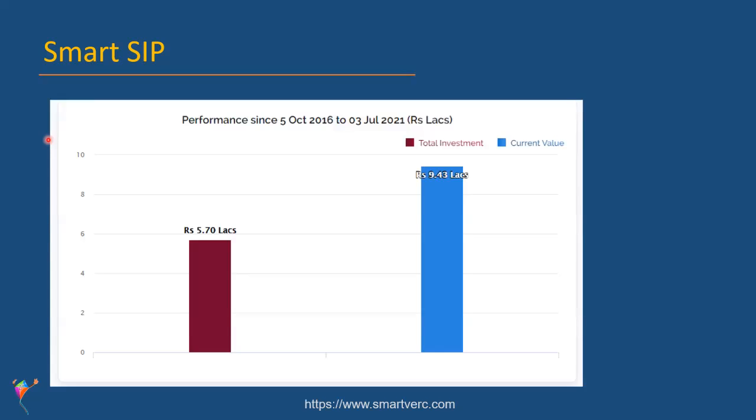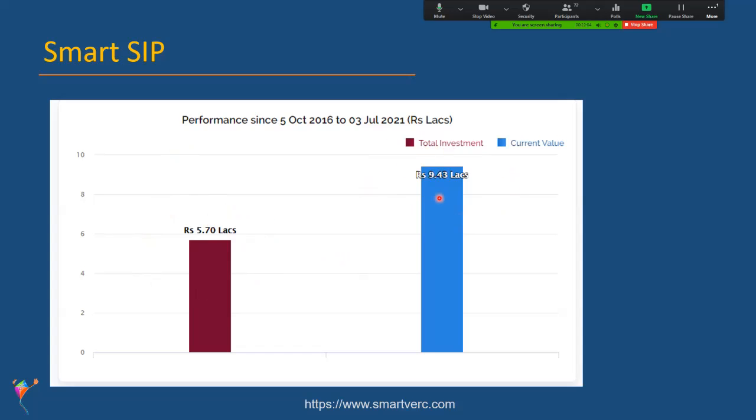This is the performance. The scheme was started on 5th of October 2016 and up to 3rd of July 2021. Investment is 5.7 lakhs. How did we arrive at an investment of 5.7 lakhs? We are assuming that you are investing 10,000 rupees every month. You can invest whatever suits your budget or your requirement, rather I should say. The cumulative investment is 5.7 lakhs and the present value is 9.43 lakhs.